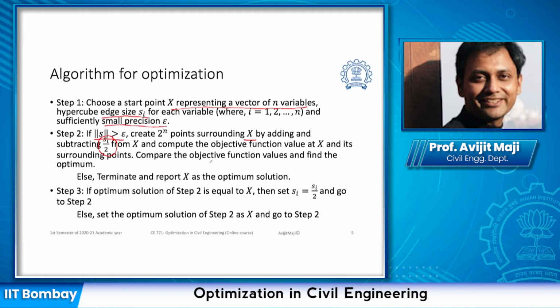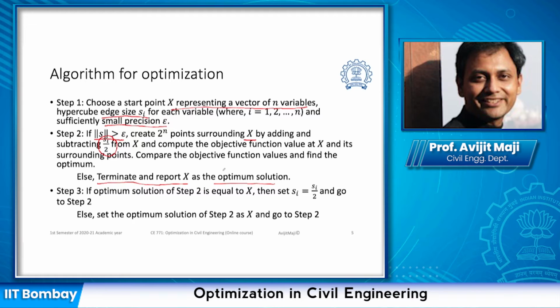By any chance, if we find that the edge size is less than the precision which we have set, then we are going to terminate the process and report the x value as the optimum solution.